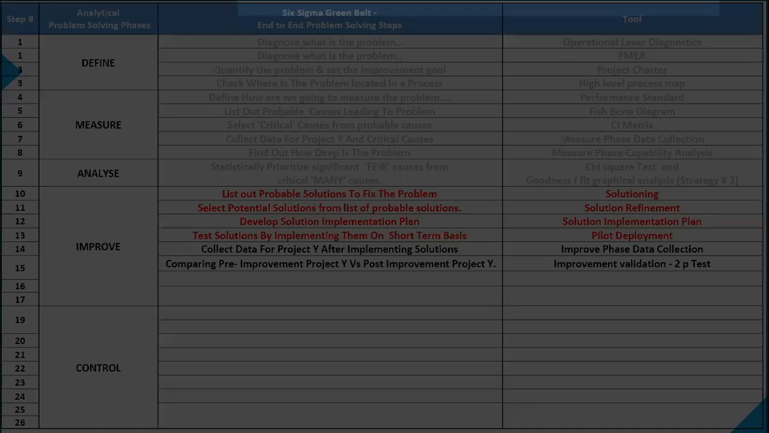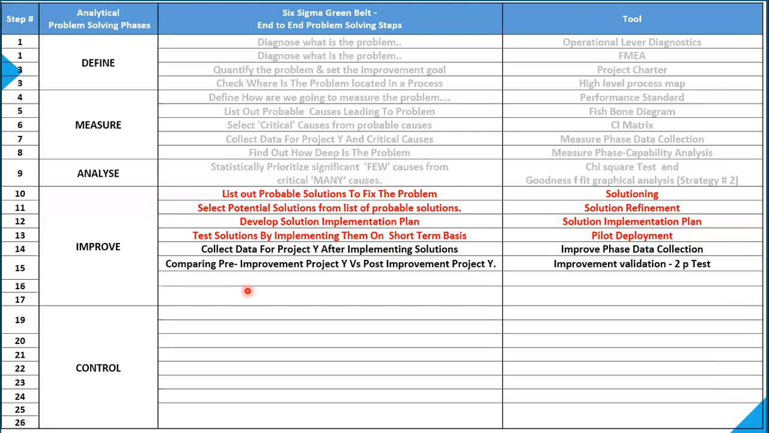So yes, so this is what we have covered. We just now have covered listing down of probable solutions to fix the problem, then selecting potential solutions from list of probable solutions, then developing solution implementation plan. And then next thing is we also looked into pilot deployment, that is testing solutions by implementing them on a short-term basis. So this is what we have covered in improve phase.